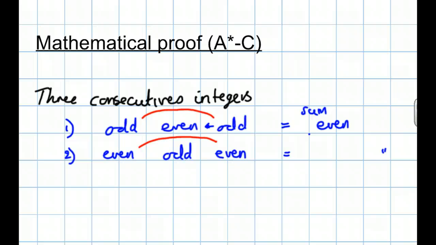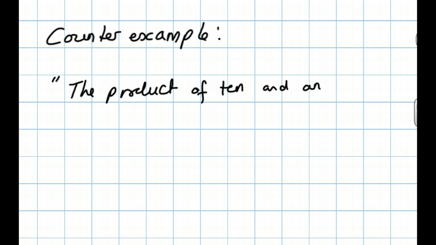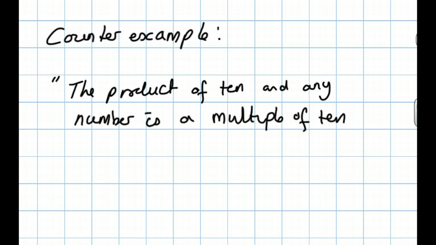Now, that's at the most basic level. The second bit about mathematical proof is this whole bit about giving a counterexample. Here we go. Somebody makes this assertion that the product of 10 and any number is a multiple of 10. Put more simply, it ends in 0.